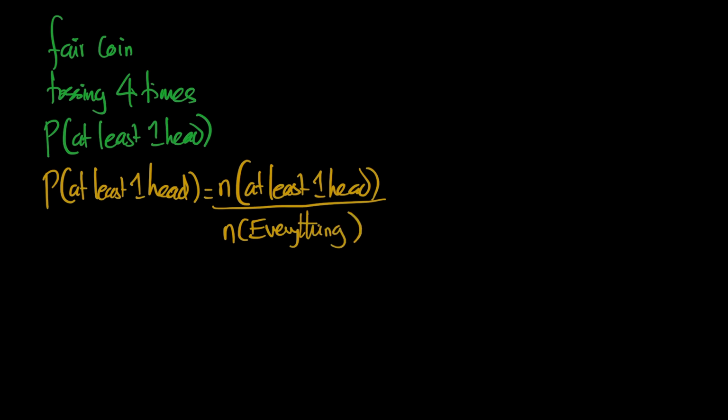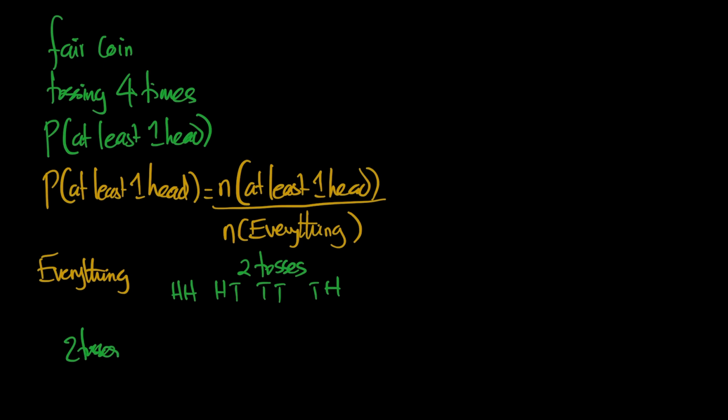So let's look for everything first. We need to know what the everything is. Because we are tossing it 4 times, we can create a table where we have 2 tosses: head, tail, tail, and tail and a head. We also have another 2 tosses here: another head, tail, tail, and tail, head right here.